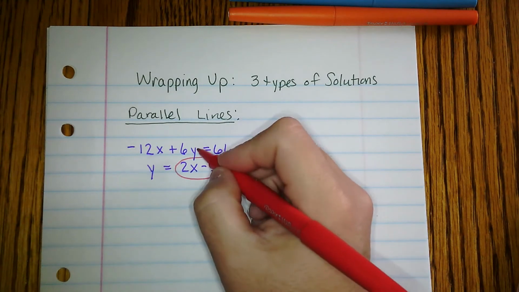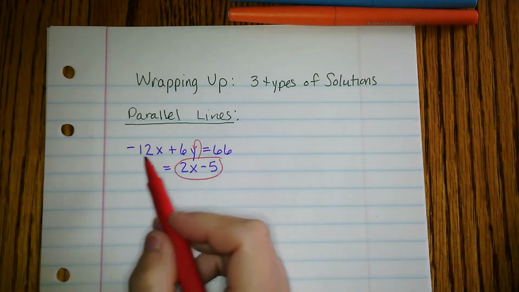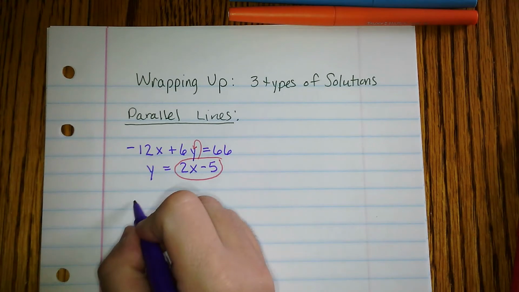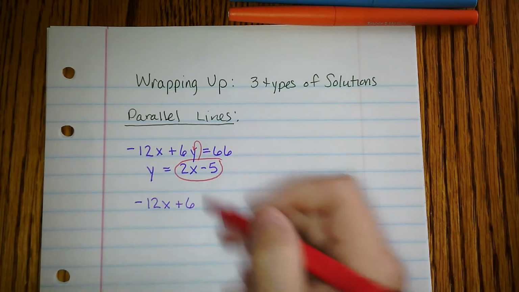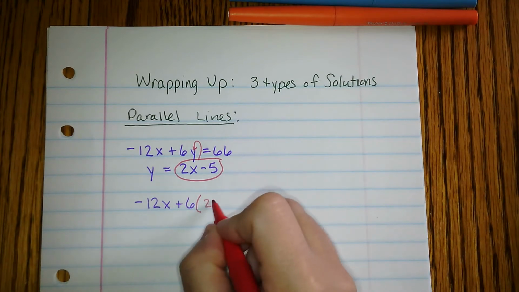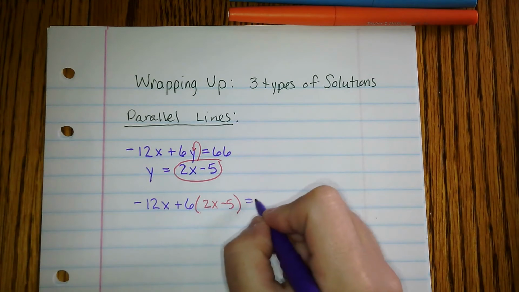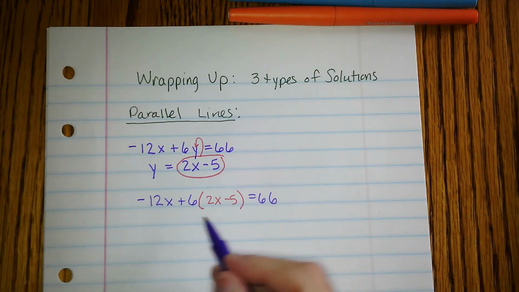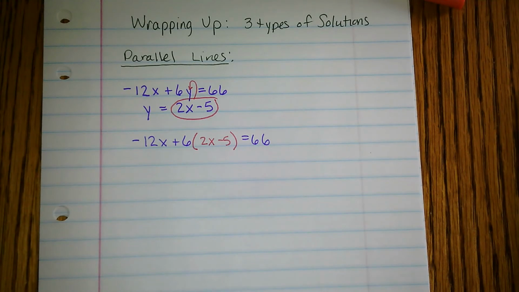So I'm going to take what y equals and substitute it into this y position. I'm going to rewrite my first equation and substitute that 2x minus 5 in. So I have negative 12x plus 6, and then in parentheses, of course, because it's a multiplier, 2x minus 5, and then equals 66. So this is just the substitution method. We've already practiced this today, and now we are going to see what happens when there's no solution. How does it look? How does it come out?